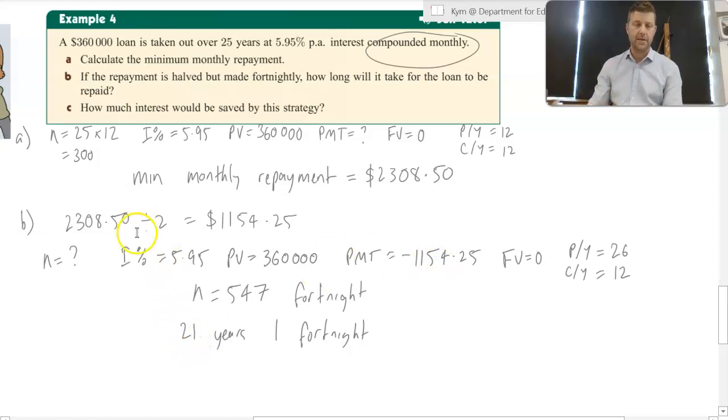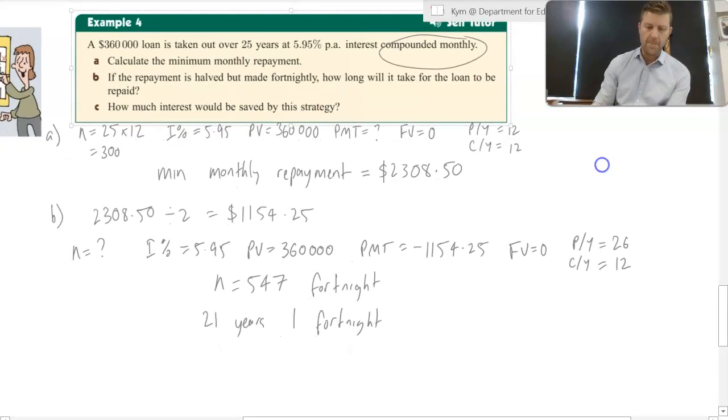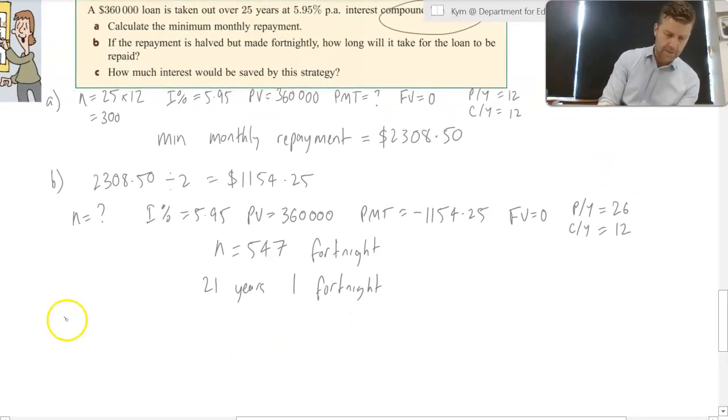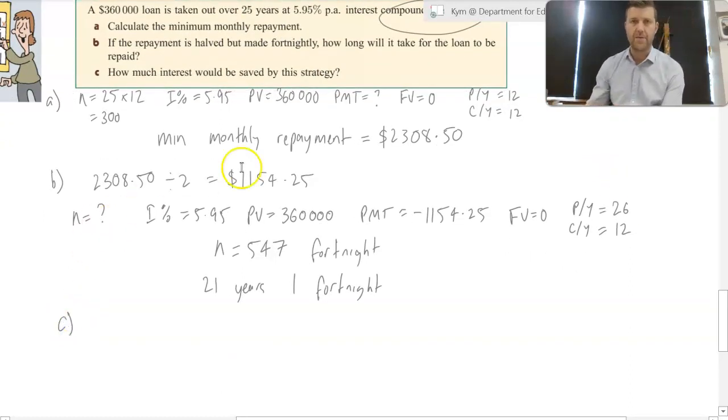Now, you can see that you're saving a little bit of time in terms of paying it off a little bit quicker. You're paying it off in 21 years as opposed to 25 years. But the final question there is, I guess, what we're actually getting at, how much interest would be saved by using this strategy. So the last part there is then to work out the total amount of interest you would pay if you didn't use the strategy.